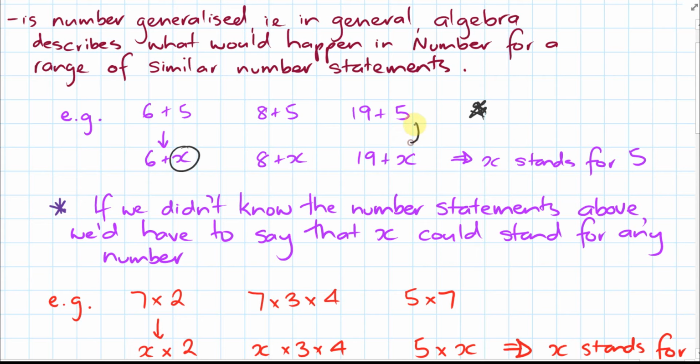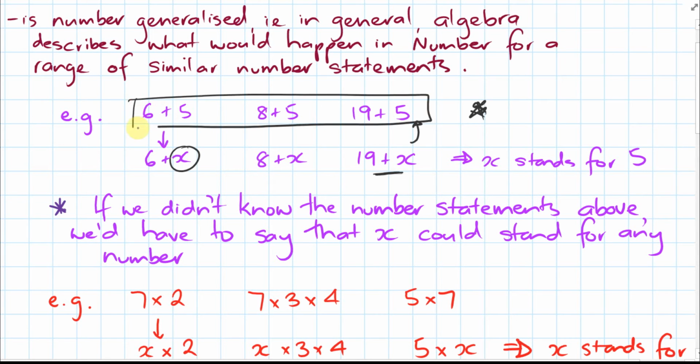Because we know these number statements, we can say that x in these expressions stands for 5. However, say we didn't know what these number expressions were and we just had these expressions here. 6 plus x, 8 plus x, 19 plus x. In this case, x could stand for any number or fraction or decimal. So we could replace any of these x's with any number and then evaluate it.